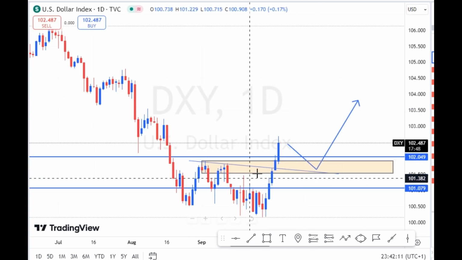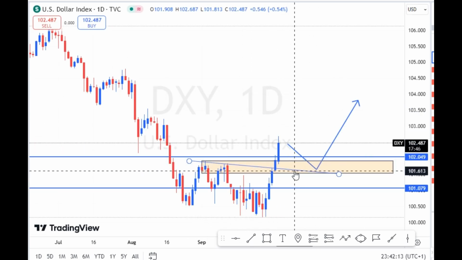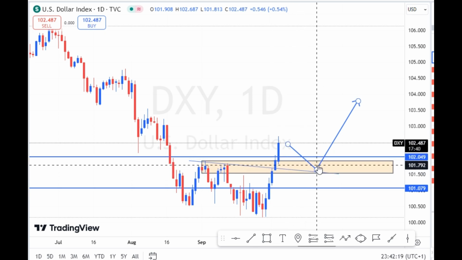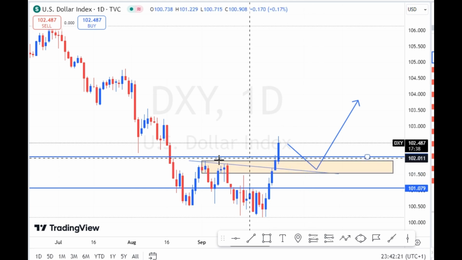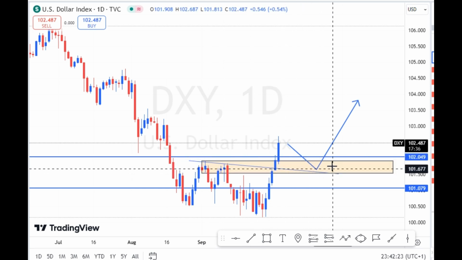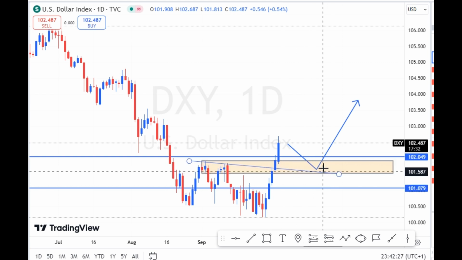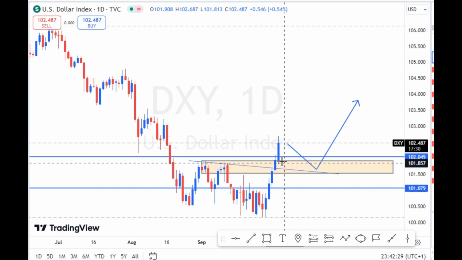So on the daily chart, we'll be waiting for price to retest back to this level. Once price retests back to this level, we'll be looking for a price action candlestick to buy the DXY from this weekly support level, which is a previous resistance that turned into support. So we're looking for a buy opportunity around this area.